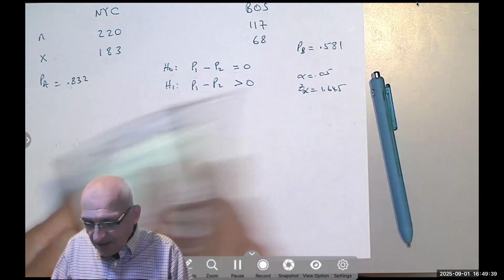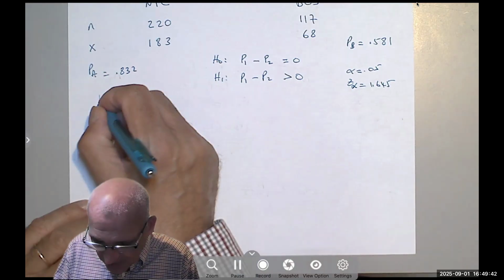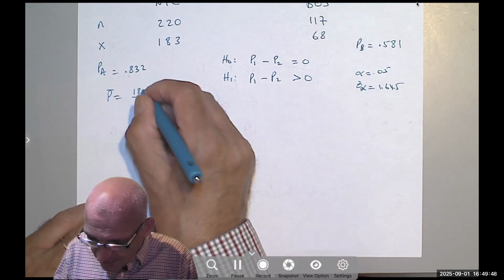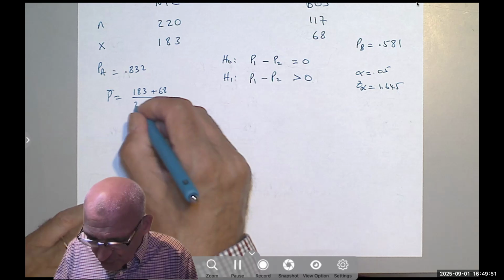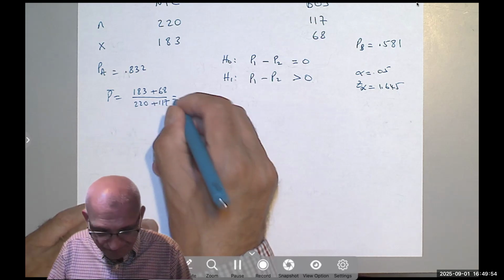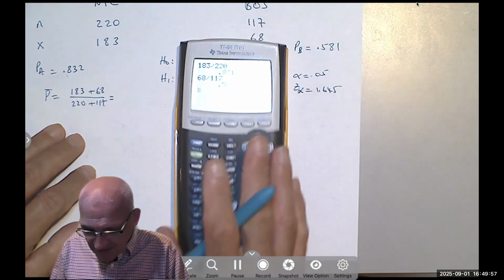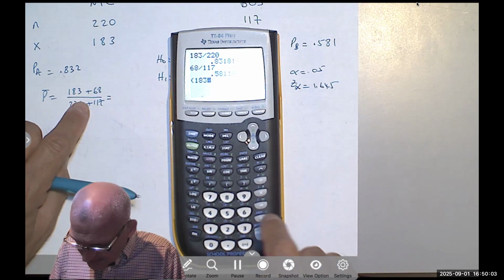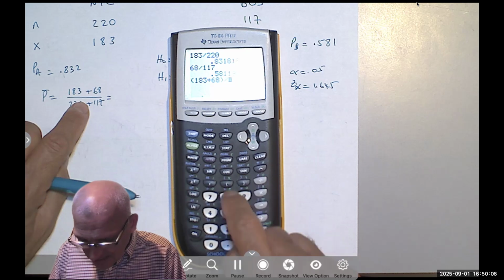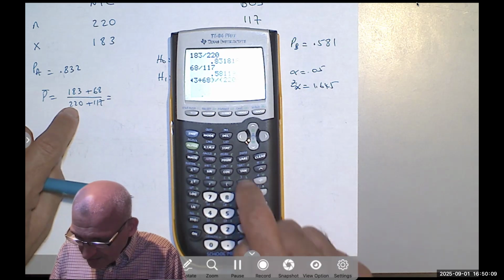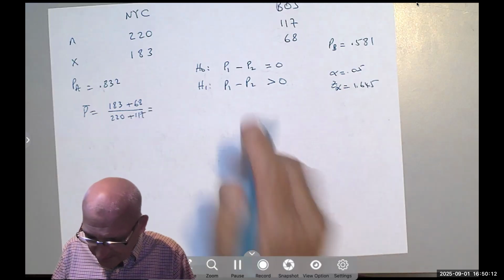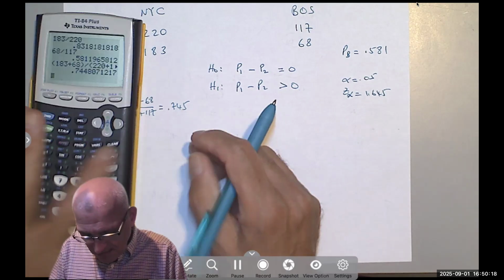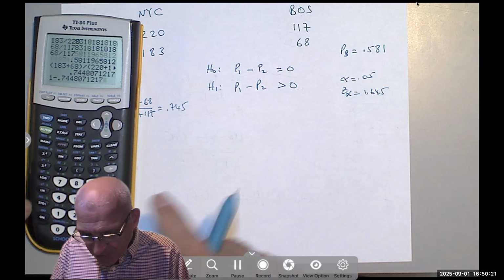Okay, so let's first calculate P bar, because P bar is the average proportion, 183 plus 68 over 220 plus 117. So let's do that and see what proportion we get for the standard error calculation. 183 plus 68 divided by 220 plus 117 is 0.745. So Q bar would be 1 minus that. It's 0.255.